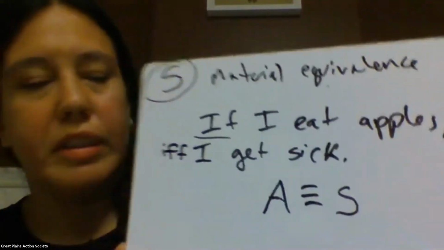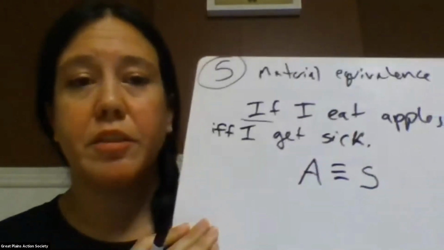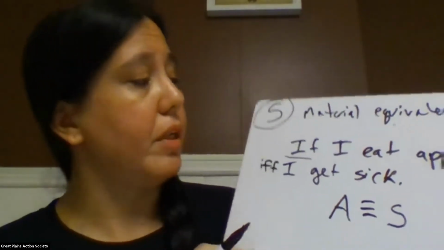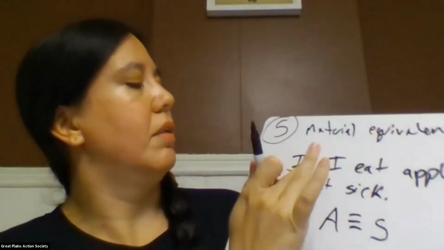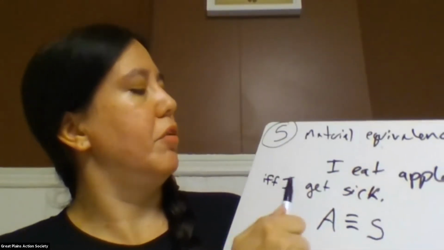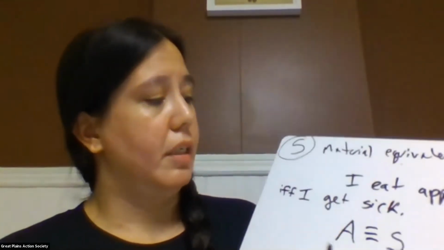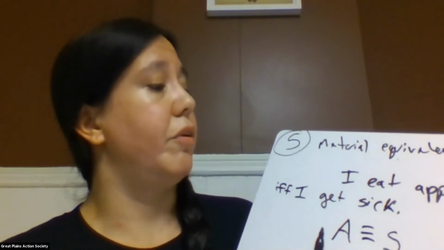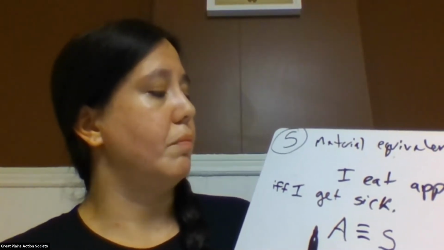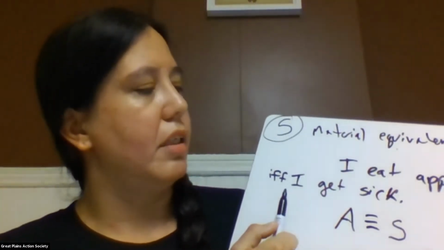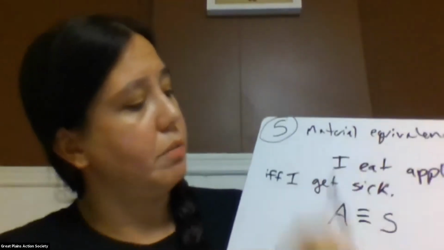Okay. This one's called material equivalence. That expresses the relationship of something being both a necessary and sufficient condition for something else. So, I eat apples if and only if I get sick. All right, so if I'm eating an apple, we know that I'm sick. If I'm sick, I know that I'm eating an apple. IFF is how we shorten if and only if. So if you see if and only if, you know that it's material equivalence.